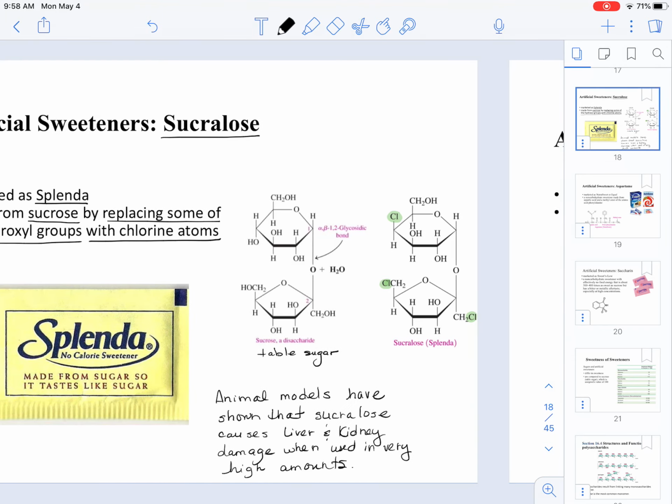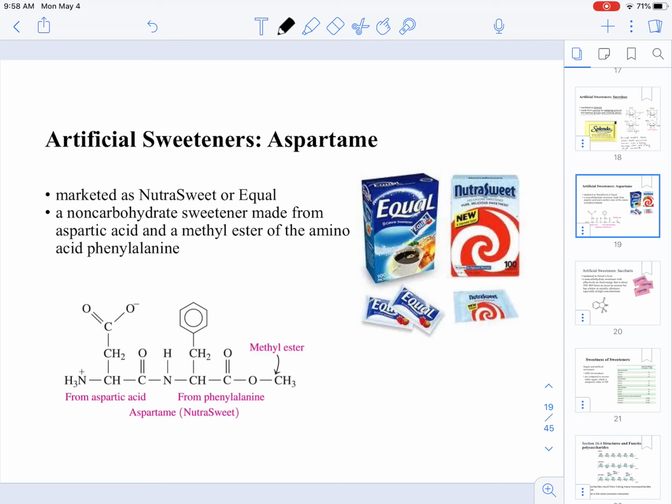Let's move on to the next one, which is aspartame. When it comes to aspartame, understand that it is marketed as NutraSweet or Equal, and this artificial sweetener is known as a non-carbohydrate sweetener because when we look at the structure, aspartame is actually a dipeptide. It is made from linking aspartic acid and phenylalanine. It's just that at the end of the molecule, as you can see, we have a methyl ester. So the carboxy terminus of our dipeptide was modified by a methyl group.